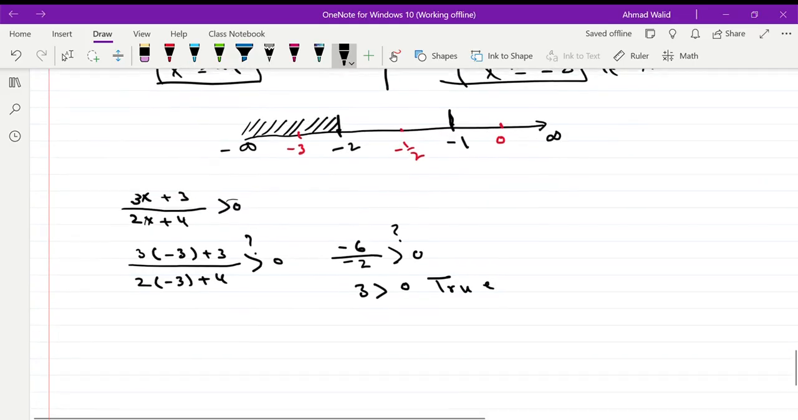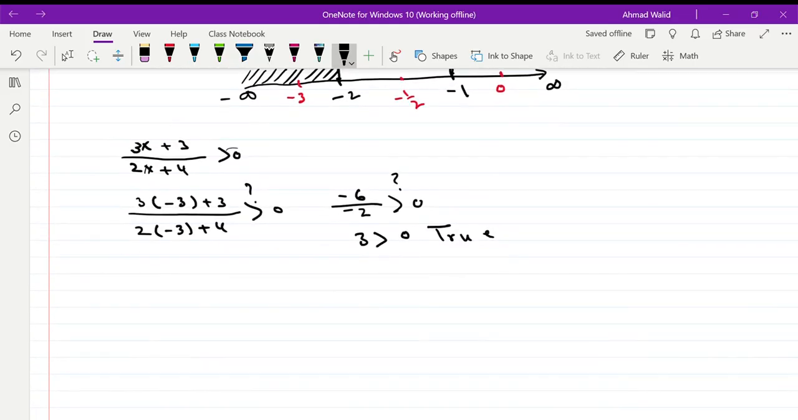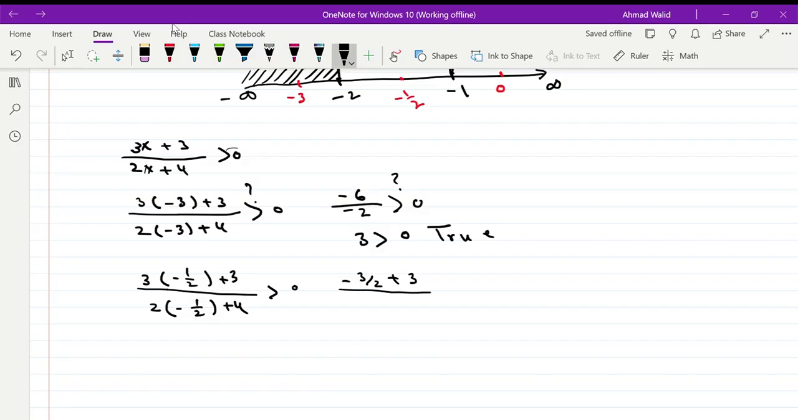I know you don't like fractions, but let's do it. It's not that difficult, right? Then it will be 3 times -1/2 plus 3 over 2 times -1/2 plus 4. Is this greater than 0? 3 times -1/2 gives you -3/2 plus 3 over 2 times -1/2 gives you -1 plus 4. Is this greater than 0?